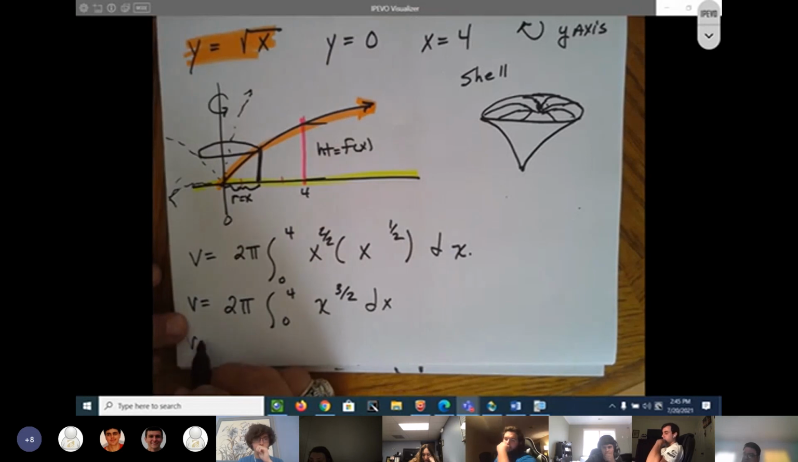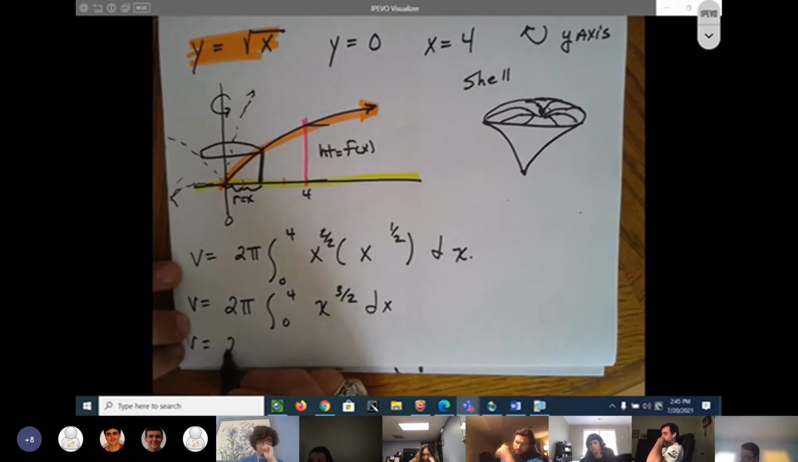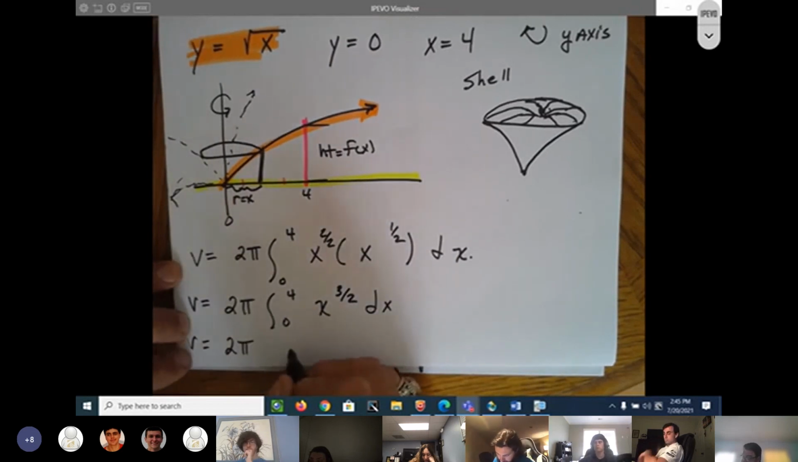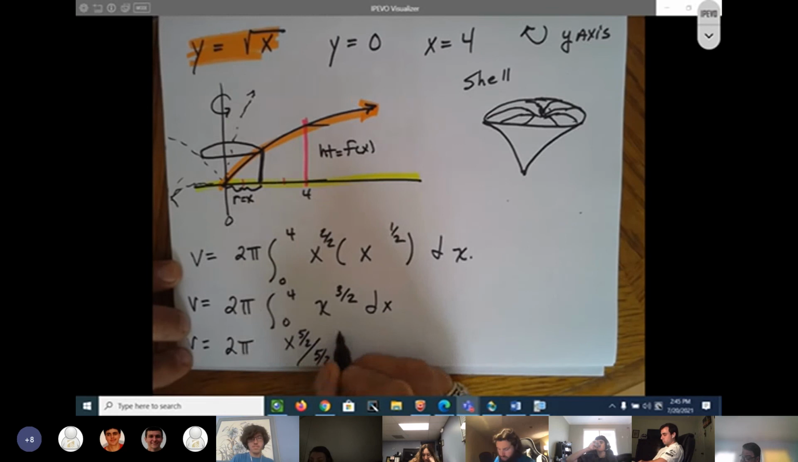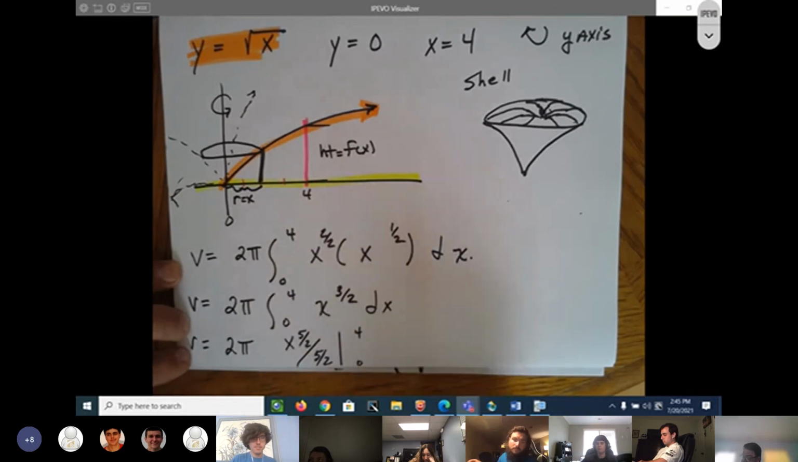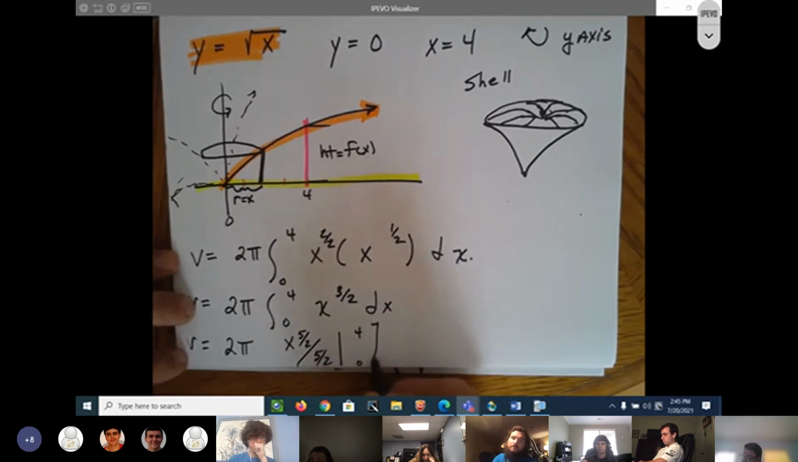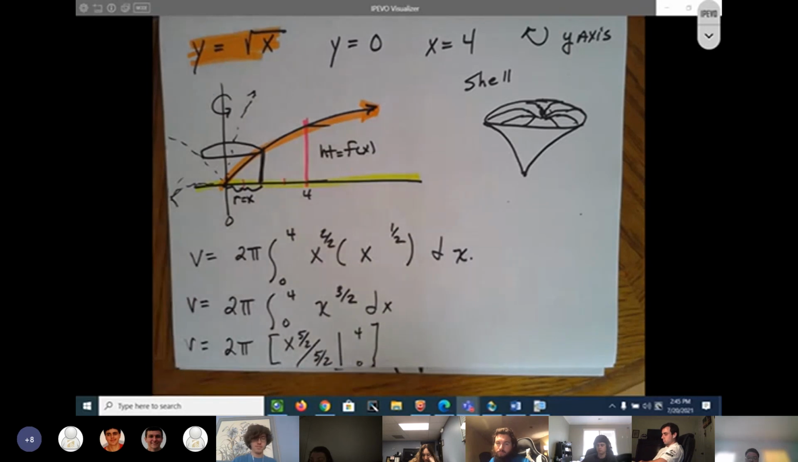All right, V is equal to 2 pi of x to the 5 halves over 5 halves, evaluated at 0 and 4, all multiplied by 2 pi.